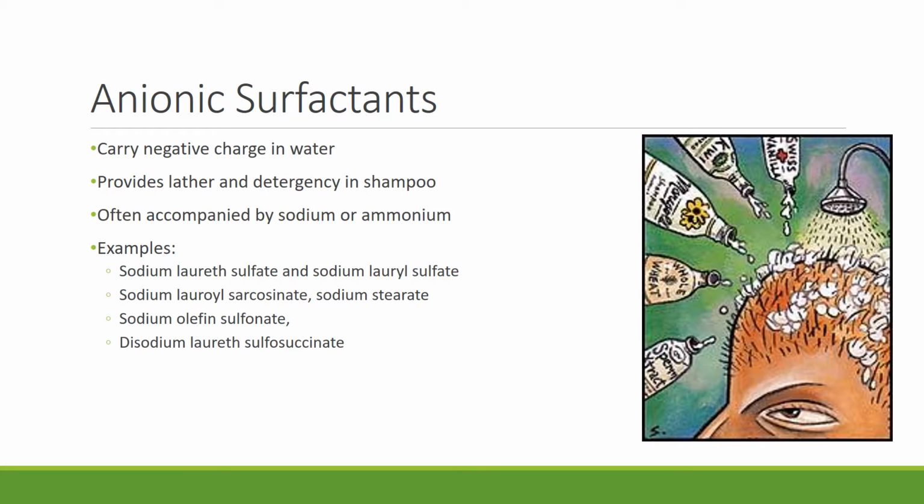Anionic surfactants are extensively found in shampoos to aid in removing oils and/or dirt. They carry a negative charge and are often accompanied by sodium or ammonium to balance the negative charge. Common anionic surfactants that are found in shampoos include sodium laurate sulfate and sodium lauryl sulfate.